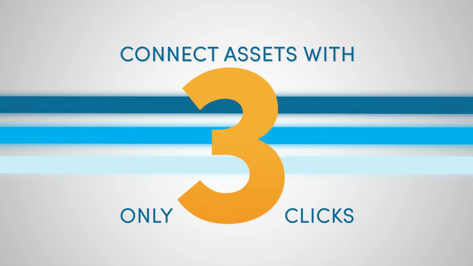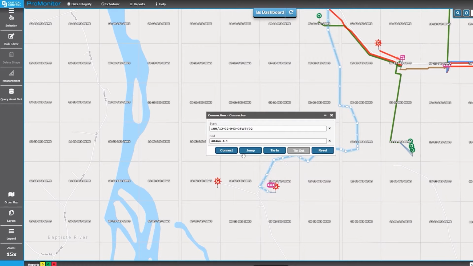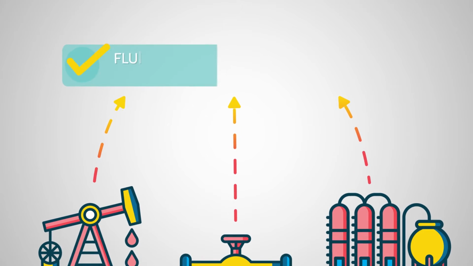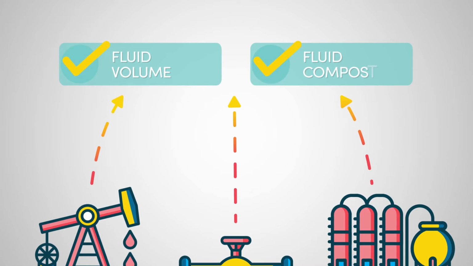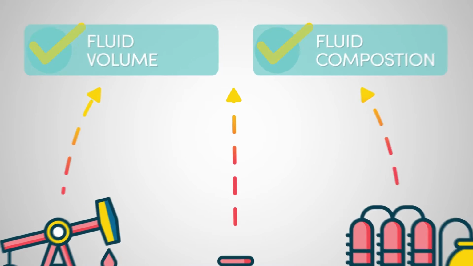For example, to connect a well to a pipeline, all one must do is click Set as Start, Set as End, and connect. Immediately, a gray line is created noting a connection from the well to the pipeline. Daily production and composition from the well is transferred to the pipeline. This concept is completed for all wells, pipelines, and facilities and allows for you to know both the fluid volume and fluid composition in each pipeline on any day.